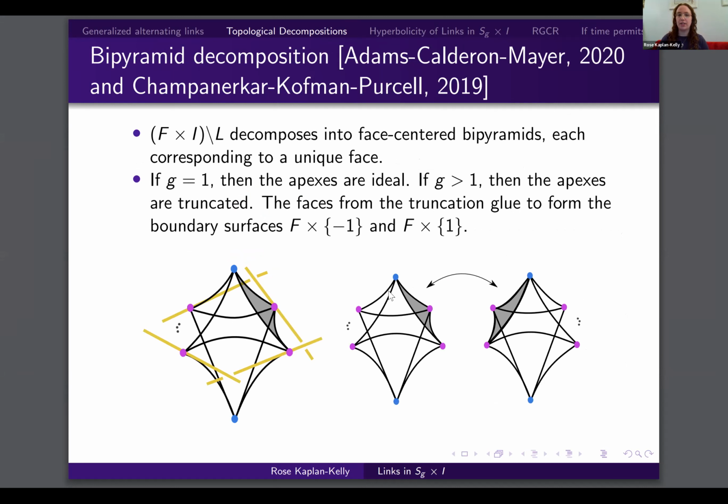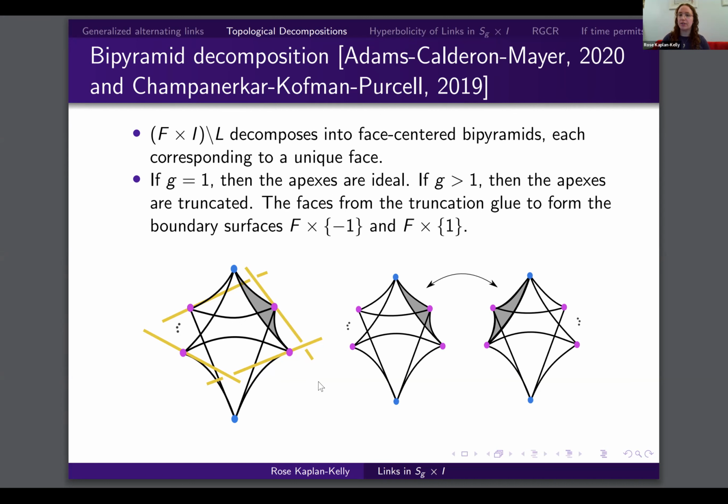Another decomposition for these links is through face-centered bipyramids. This is due to Adams, Calder, and Meyer, and then also to Champanerkar, Kofman, and Purcell for the torus. What we do here is in our link diagram, so here we're seeing our link in yellow, we cone each face above and below to form a bipyramid on that face. Then we glue together the neighboring bipyramids to recover the full complement.